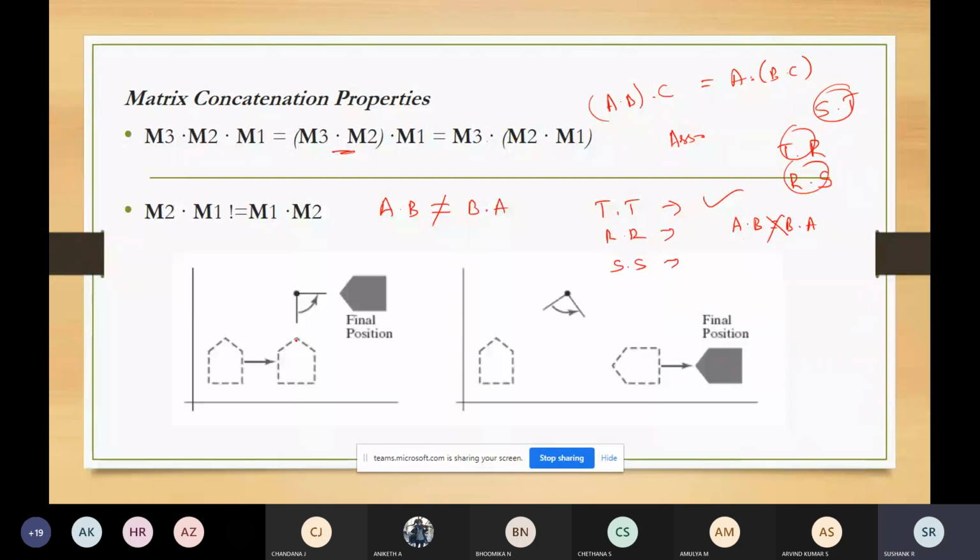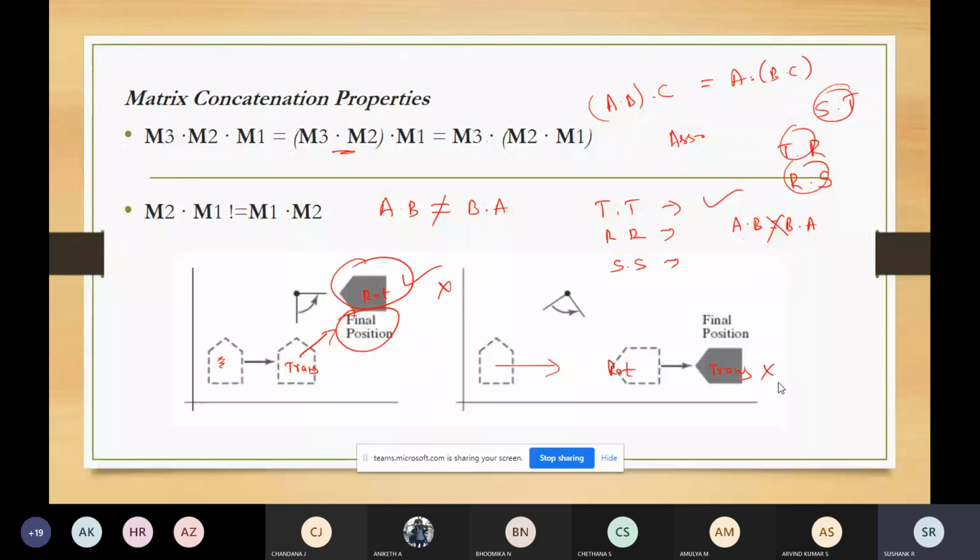So that is an example. See here, the example. Initially this is my object, and I'm performing the translation. After that I'm performing the rotation by 45 degrees. So this is the final position. But for the same thing, first I'm performing the rotation. After that I'm performing the scaling, I mean, not the scaling, the translation. See the result here. Here the final position is at some point, and here the final position is at some other point.